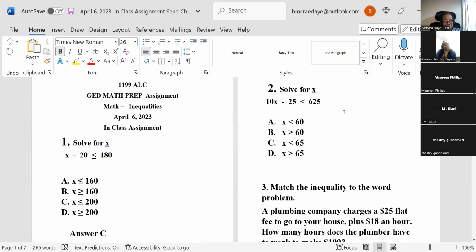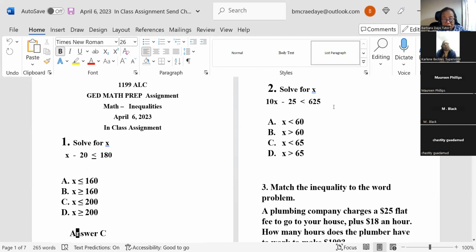So all I need to do is keep the same sign, keep the same inequality symbol. That's it, because I had no multiplying or dividing. I'm not going to flip that sign. Remember, I say multiply or divide by a negative. Nowhere did you multiply or divide by a negative.